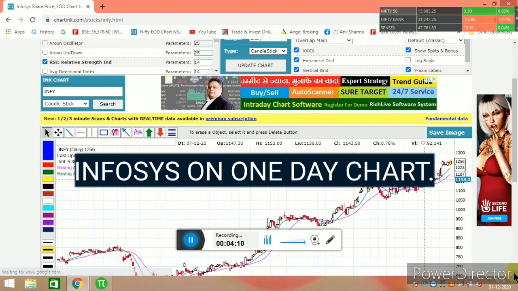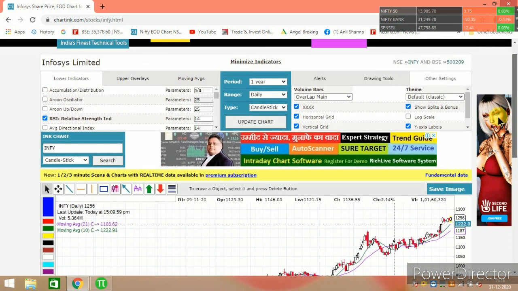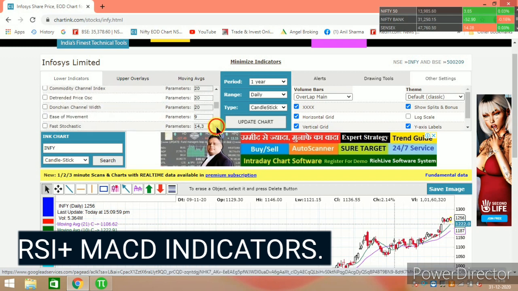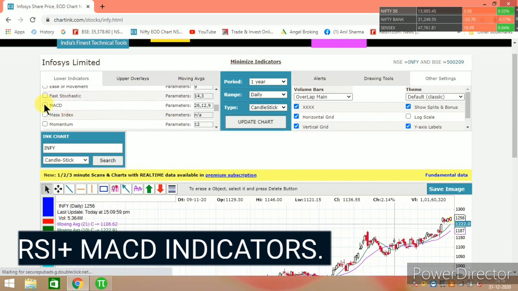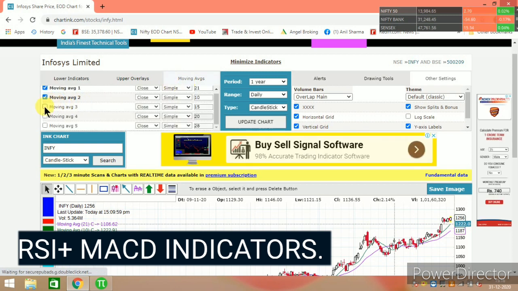Friends, here if you really see, I have put the indicators here. Let me first check which RSI is here. I will put MACD also. I will put the MACD indicator, and I will make the moving averages of 10 and 15. Okay, that is better.